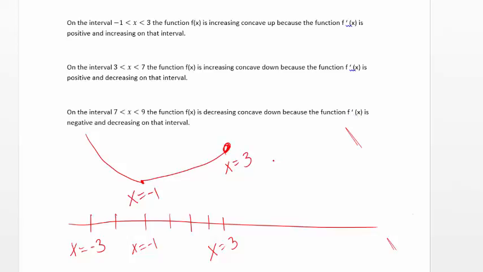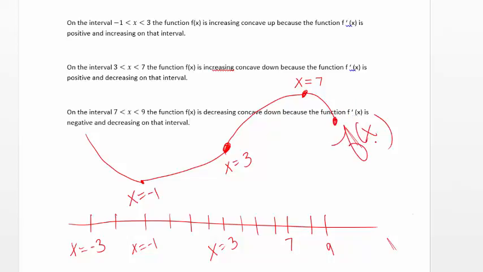Then from 3 to 7, the function f of x is increasing concave down. Then from x equals 7 to 9, the function f of x is decreasing concave down. So our function f of x roughly looks like this.